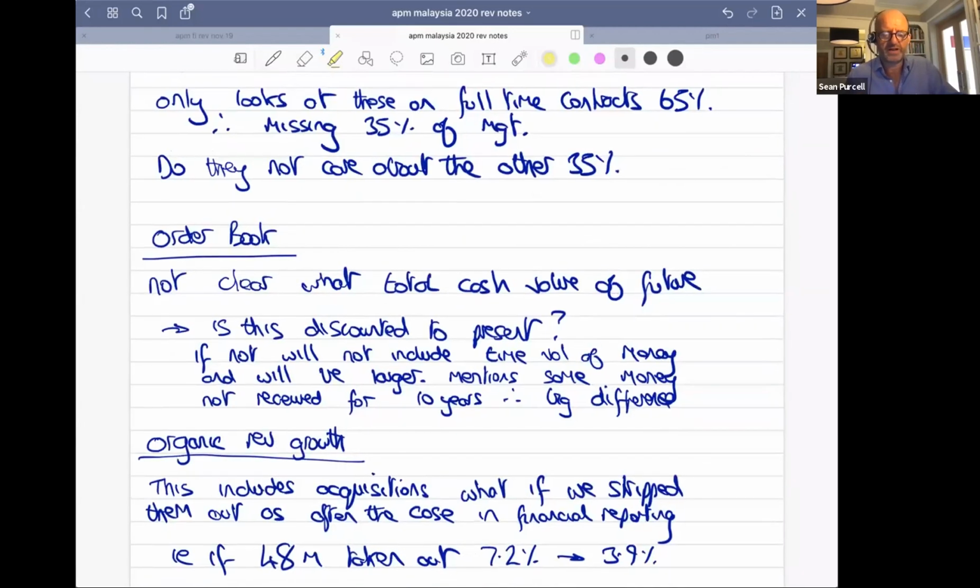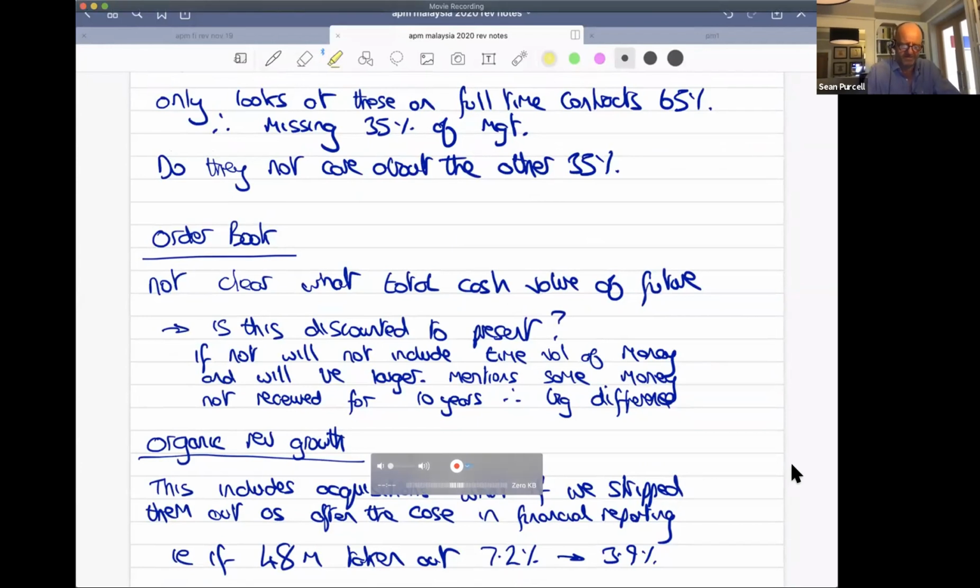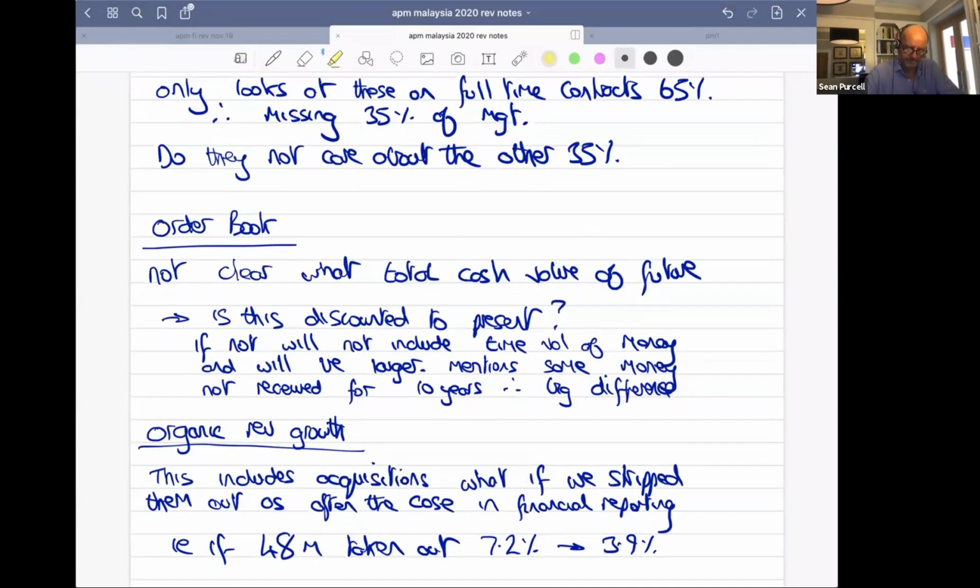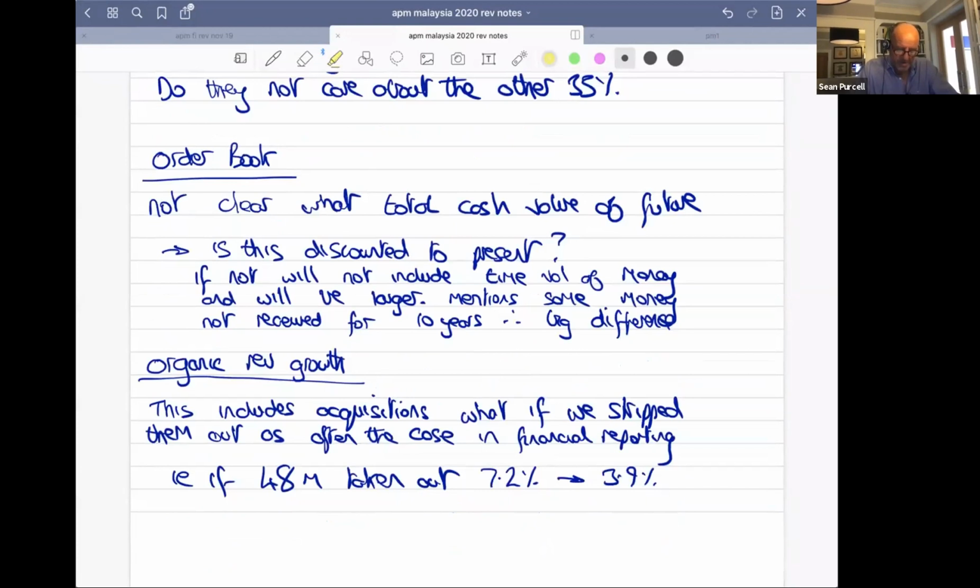In terms of order book, it was a bit ambiguous. You know, what's the cash value of it? Are they discounted? Some of the money's not received for 10 years. You know, what value is it in the books? It's not clear to me. Yeah, acquisitions. What if we took acquisitions out? It's organic revenue growth. You can easily improve growth by just buying someone with better figures. Strip the acquisitions out and see what growth was. So if you take 48 million out, the growth went from 7.2 to 3.9.